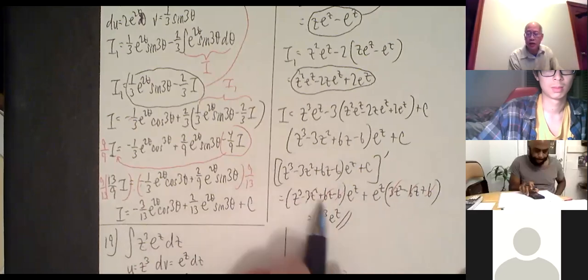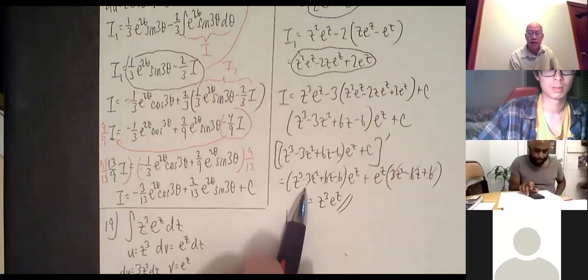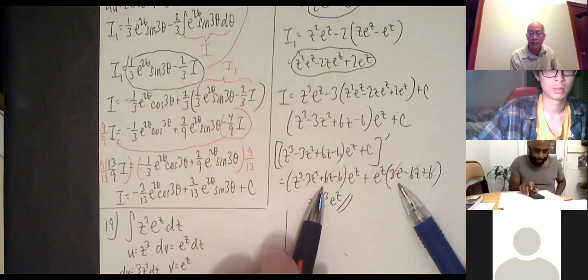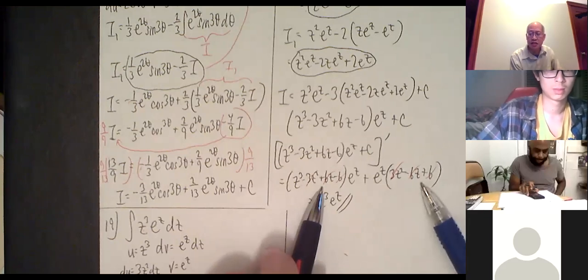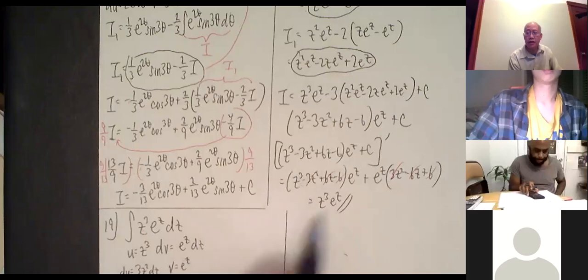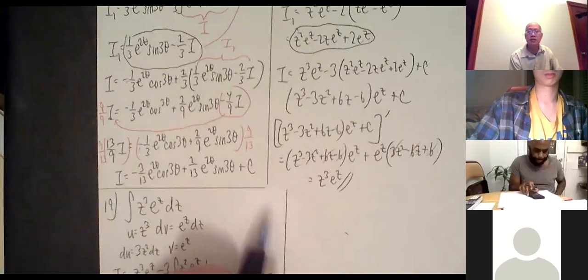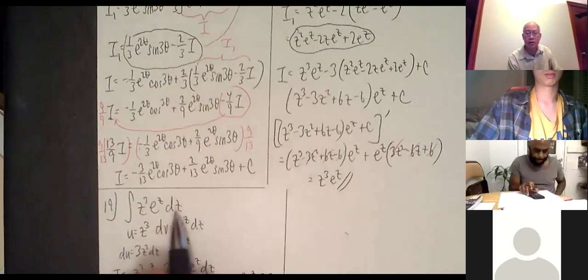Okay, so I have all this. There's a common factor of e to the z, and notice what happens. The negative 3z squared cancels the positive 3z squared. I have a plus 6z and a minus 6z, and I have a negative 6 and a positive 6. They all cancel out. I just have z cubed e to the z. Now, what do you know? It does work. The derivative of my answer is this.